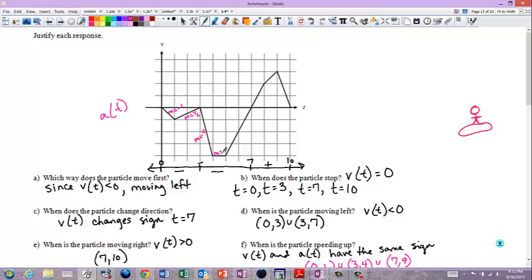M is 0. Up 2 over 1, up 2 over 1, up 2 over 1. So m is 2. Up 1 over 1, m is 1. And down 3 over 1, m is negative 3.